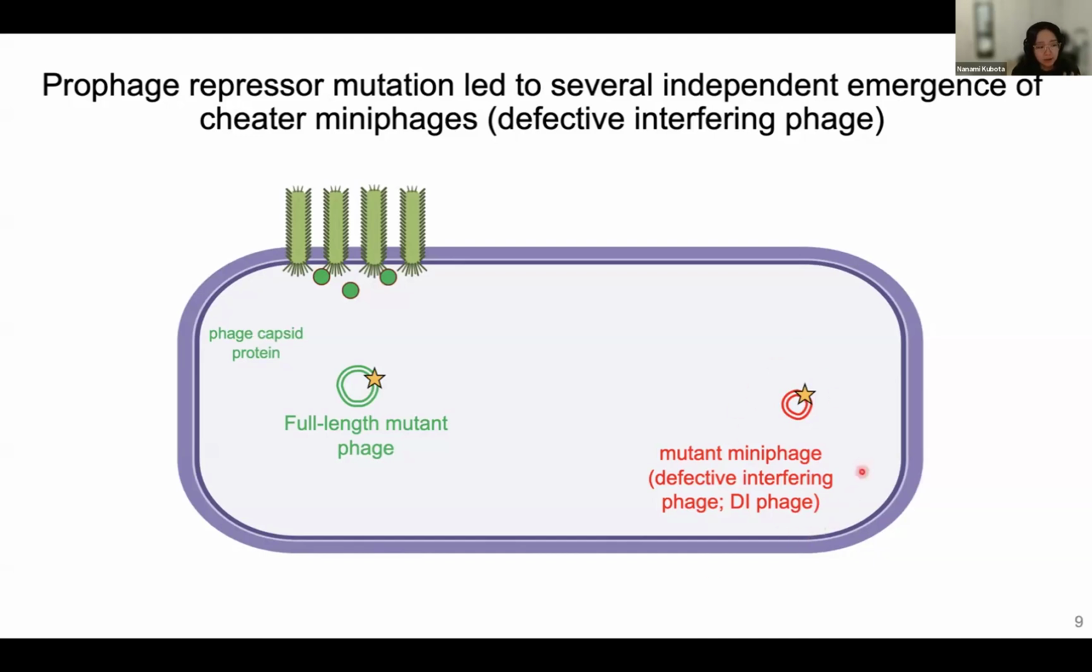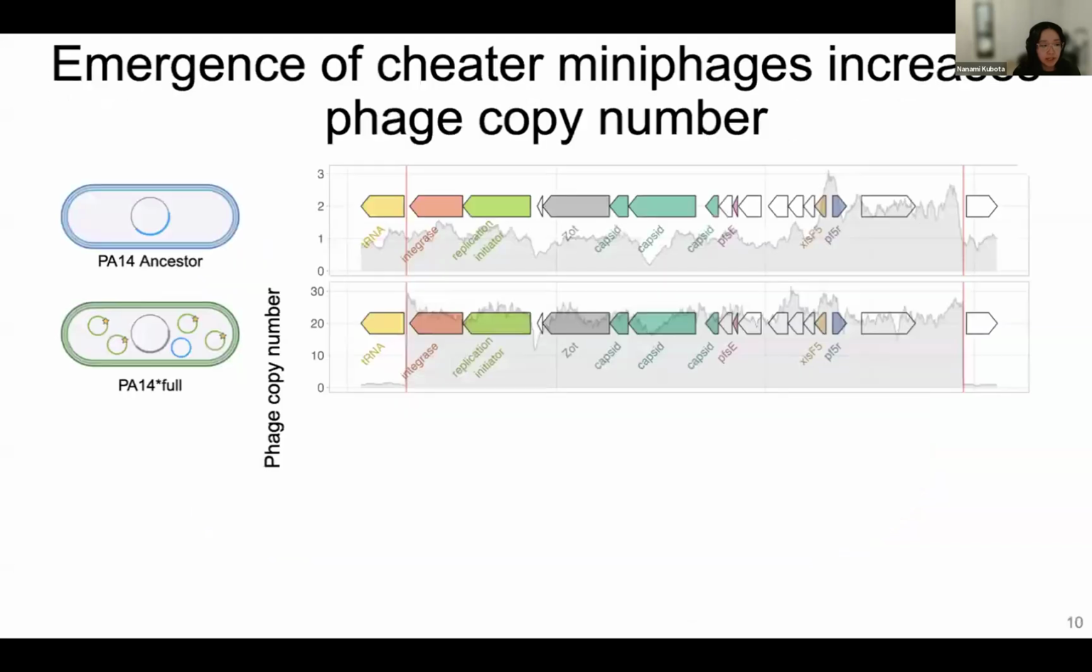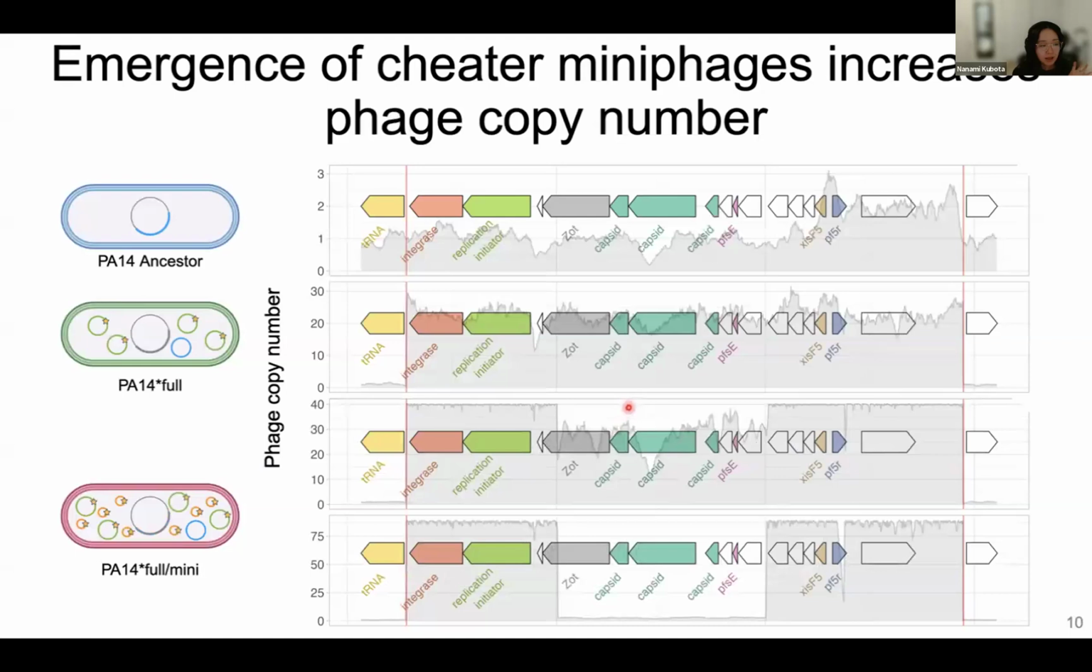On the other hand, we start to see these cheater phages with smaller genome sizes, these mini phages that don't have capsid genes. Because of their smaller genome size, not only can they replicate faster, they also don't contribute to the public good, but they can shuttle their genome into the phage capsid, thereby cheating off of these full-length cooperative phages. Again, whole genome sequencing can show us the lack of capsid genes in our phage population. And I normalize these phage copy numbers by the bacterial chromosome.